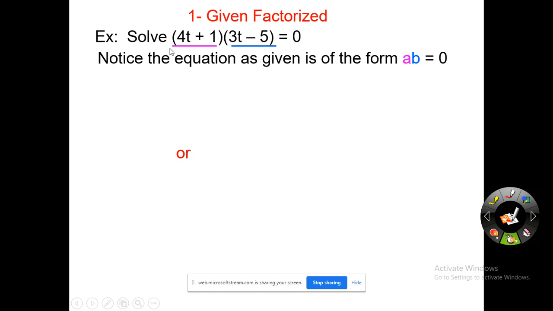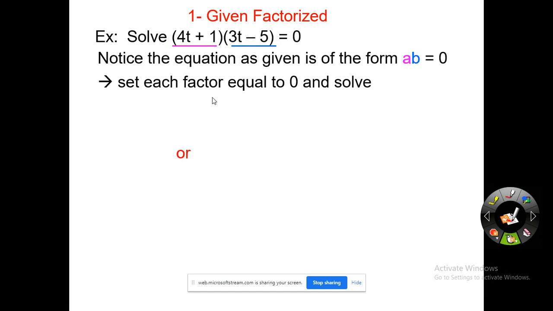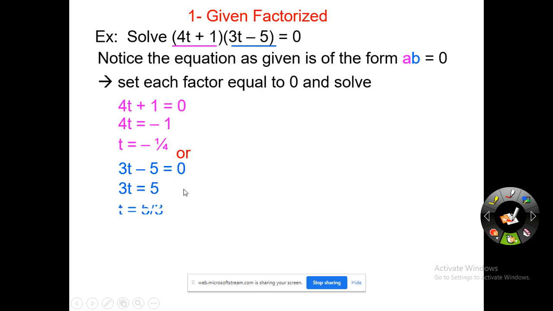When I have a product equal to 0, it means you are multiplying something times another expression equal to 0. If one of them gives me 0, I will have 0 times any number, which is 0. So anytime I need to solve an equation equal to 0, if it's given factorized as a multiplication of two parentheses, I solve each one equal to 0, like we were doing to find the x-intercept. Here there is a 4. So 4t plus 1 equal to 0 gives me 4t equal to minus 1, so t equals minus 1 over 4. Or 3t minus 5 equal to 0 gives me t equal to 5 over 3.